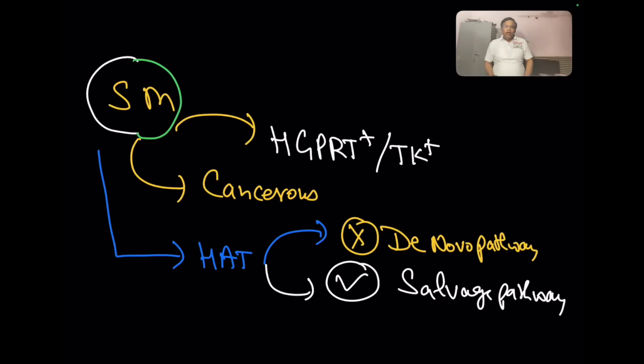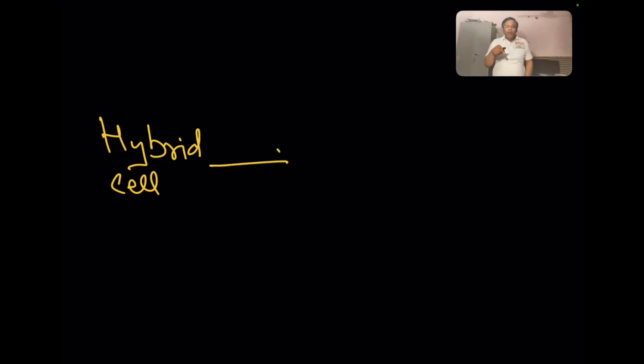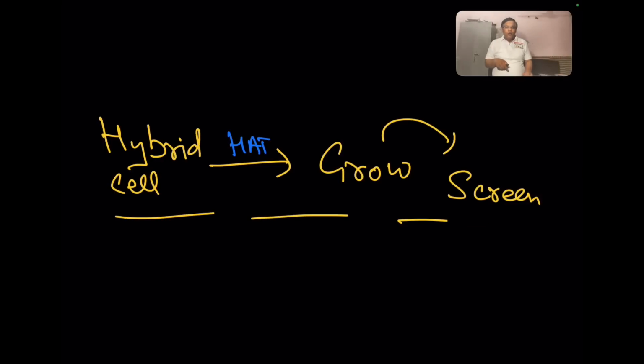So try to think here. After the event of cell fusion, only the hybrid cells are going to survive. The rest of the cells are not going to survive within the HAT media. So by using hybridoma technology and this HAT selection media, you can screen only the hybrid cells. Only the hybrid cells will be able to grow, and those cells you can screen.